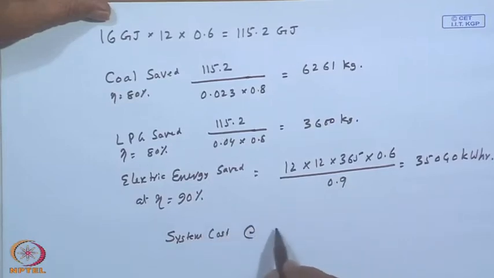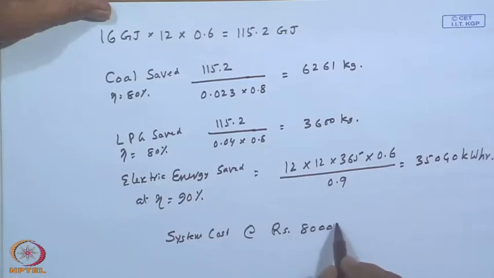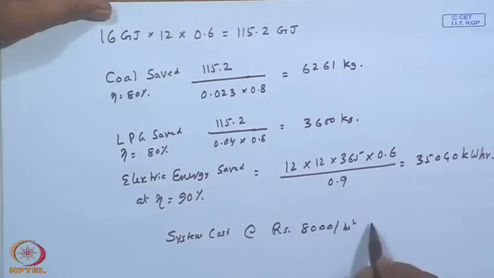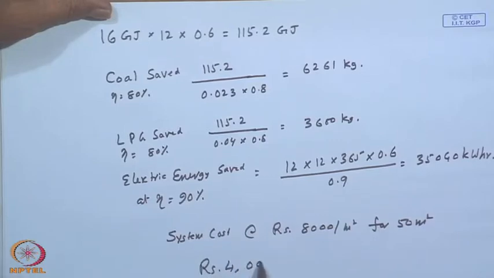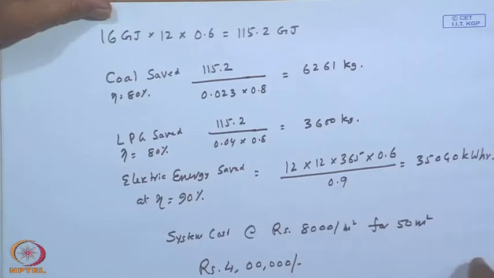And we already estimated system cost at Rs 8000 per meter square for 50 square meters, which will be Rs 4 lakhs. Okay.